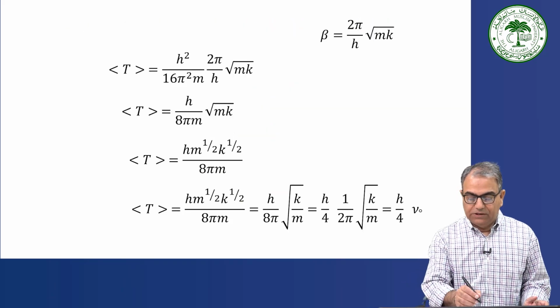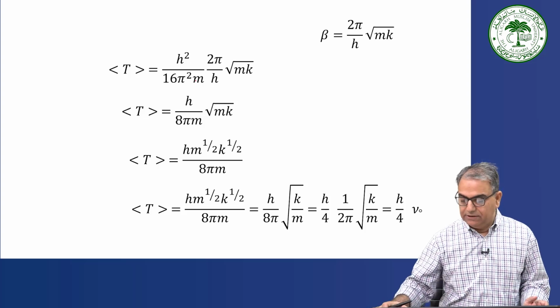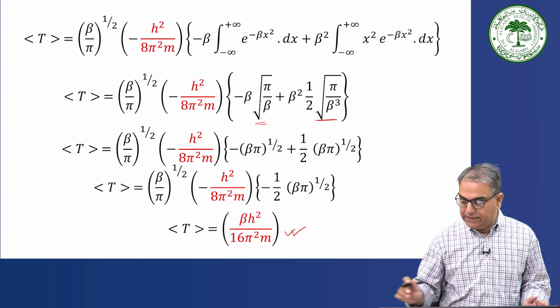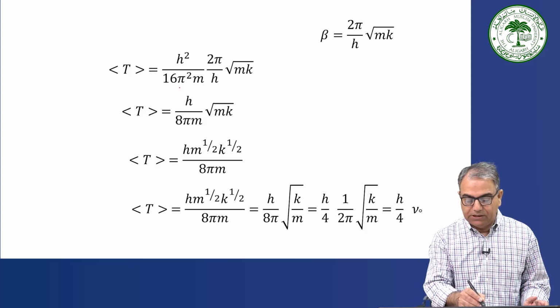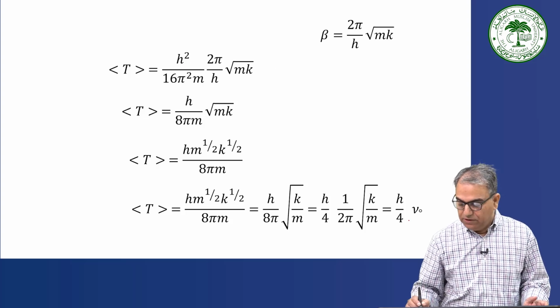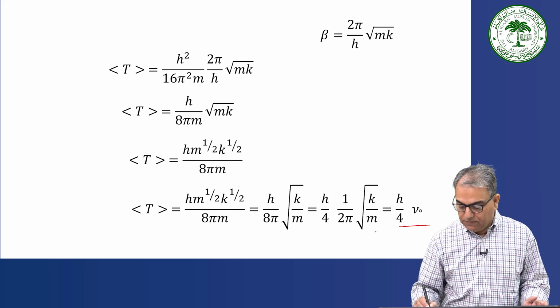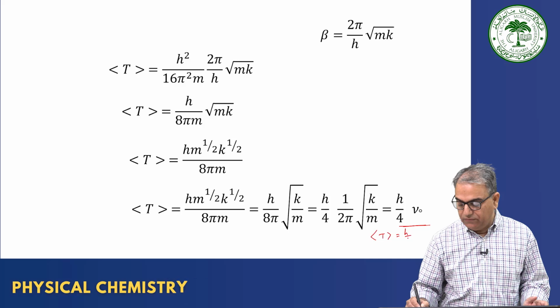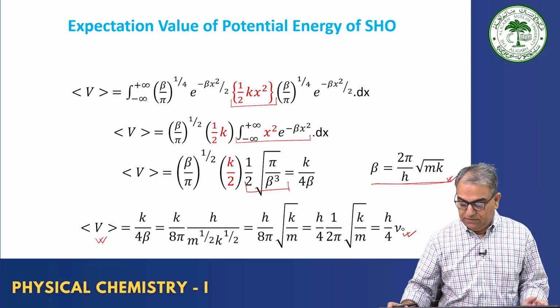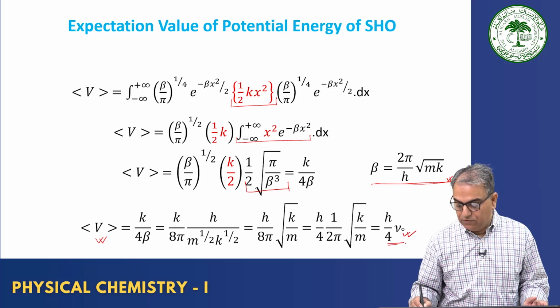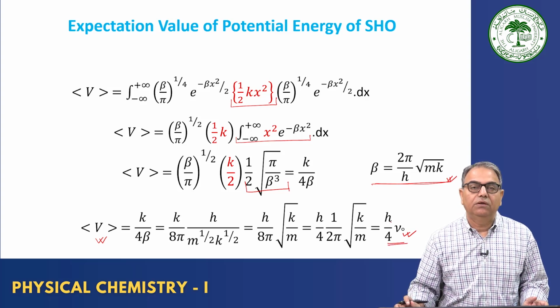This was the kinetic energy, and from this kinetic energy, if you use this beta value, then finally what you get for kinetic energy is h divided by 4. So kinetic energy T is actually h divided by 4 into nu naught. And if you go for potential energy, then also you get the same value, h divided by 4 nu naught.